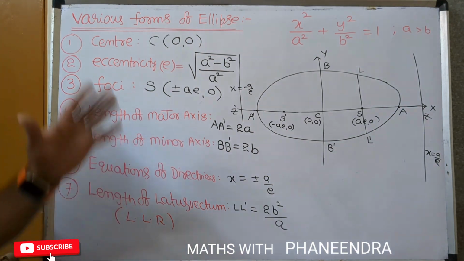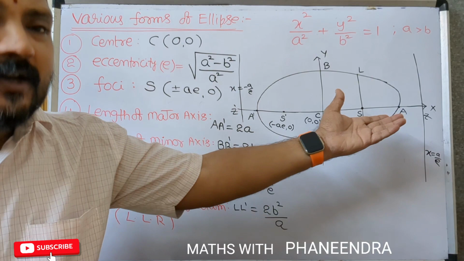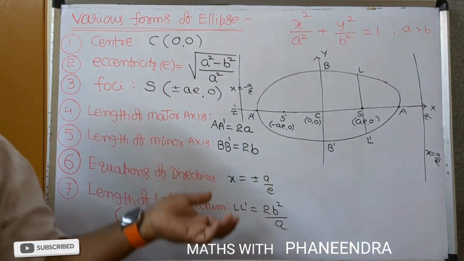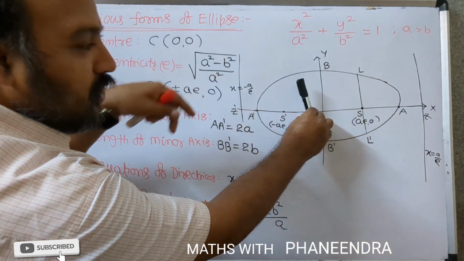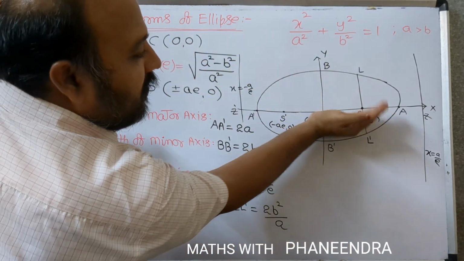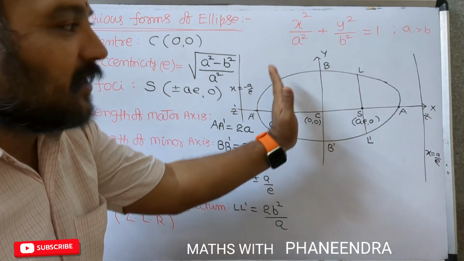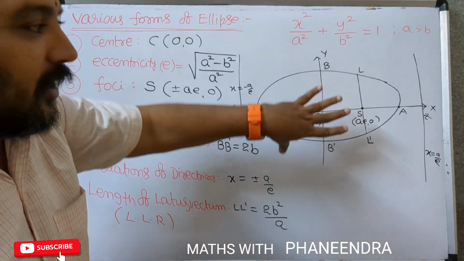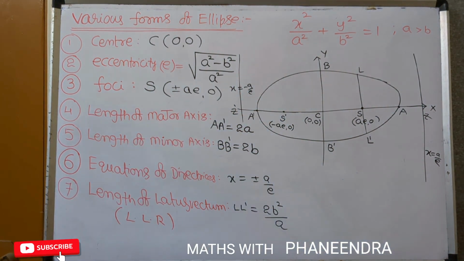We'll move on to another figure. We drew the figure when a is greater than b. Now the case a is less than b. That means this figure turns through 90 degrees, so it will come vertically. I will show it in the figure.